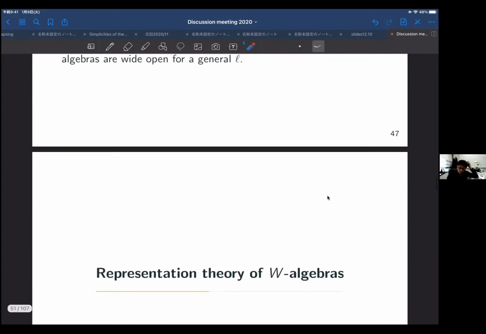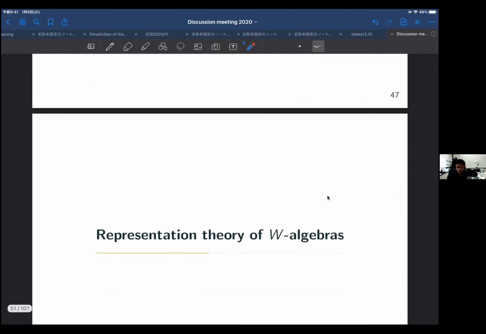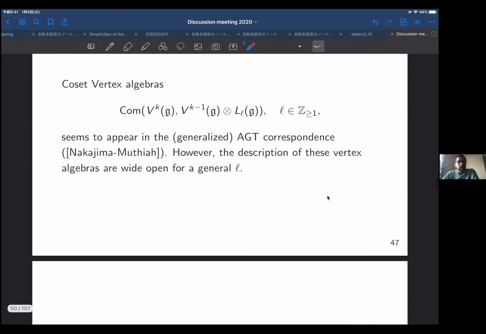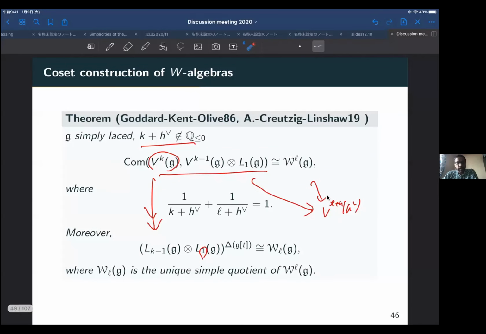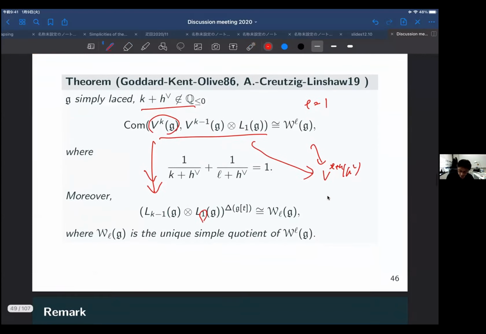So maybe I explain a little bit about the representation theory of the double algebras, if there are no more questions. Could I ask a question? Yes. Just with what Evgeny just asked, is the L equals one case any easier to understand in this upper equation, this W upper L? I mean, V upper L zero would be a commutative vertex algebra? Is L equals one any easier to understand? I'm not sure. It doesn't really have special meaning, I don't think.